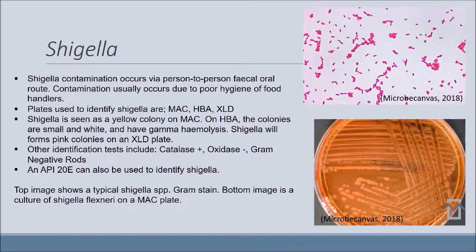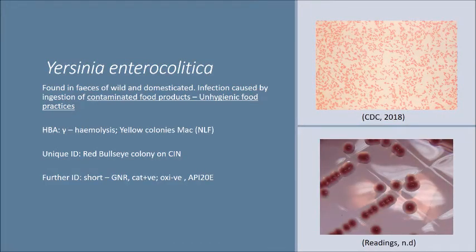Other distinguishing tests are catalase positive, oxidase negative, and are gram-negative rods when stained. An API 20E can also be used to identify Shigella. Yersinia enterocolitica is an organism that is usually found in the feces of both wild and domesticated animals. Infection therefore occurs from the ingestion of improperly cleaned food sources.